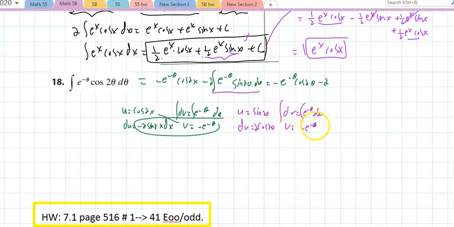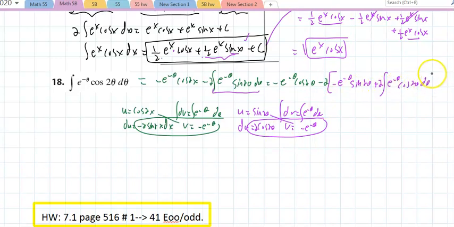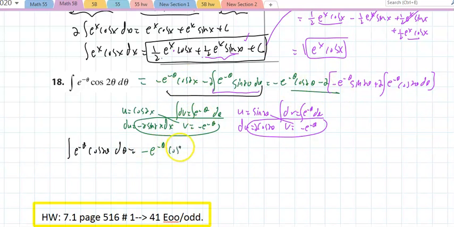Integrate, v will be negative e to the negative theta. So this integral is going to give u times v minus the integral of v du. Here, since this is negative times a negative, that's a positive, I'm going to take the 2 up front, e to the negative theta cosine of 2 theta d theta. And if I look at the far left, I'm looking at the integral of e to the negative theta cosine of 2 theta d theta equal. I'm going to skip the middle part and copy the end. That's negative e to the negative theta cosine of 2 theta, distribute, plus twice e to the negative theta sine of 2 theta, distribute, minus 4 the integral of e to the negative theta cosine of 2 theta d theta. And now I notice this is the same.